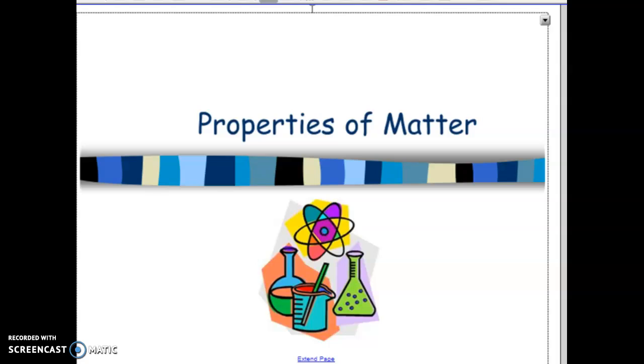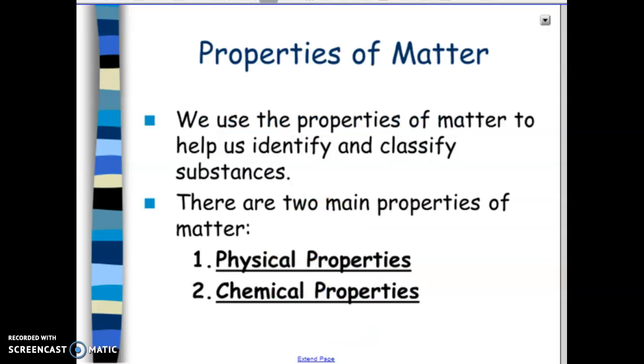Okay, so we're looking today at properties of matter and the different types of properties that exist. We have physical properties and chemical properties, as well as the different categories and what are some things that can fall underneath. In general, properties of matter is just a way of describing matter. It could be based on appearance, or on how they chemically react.